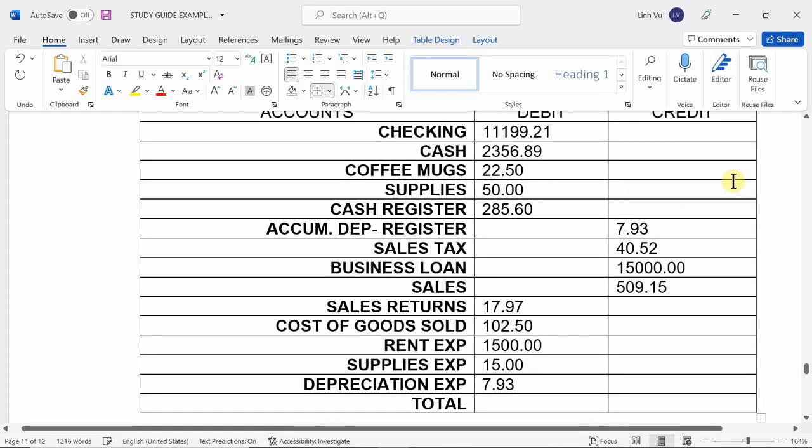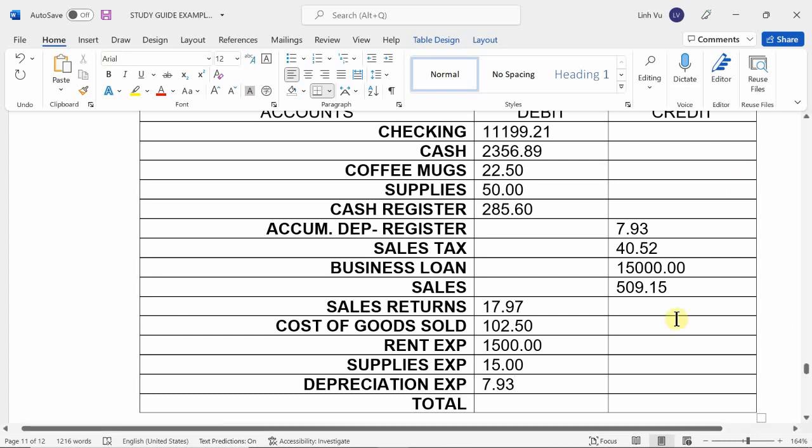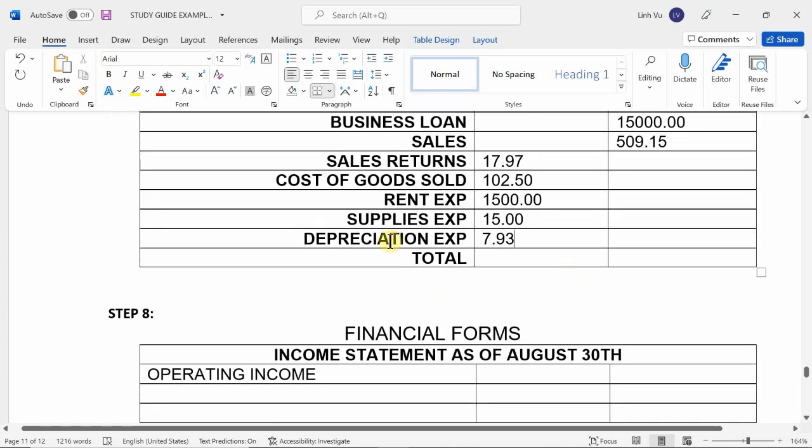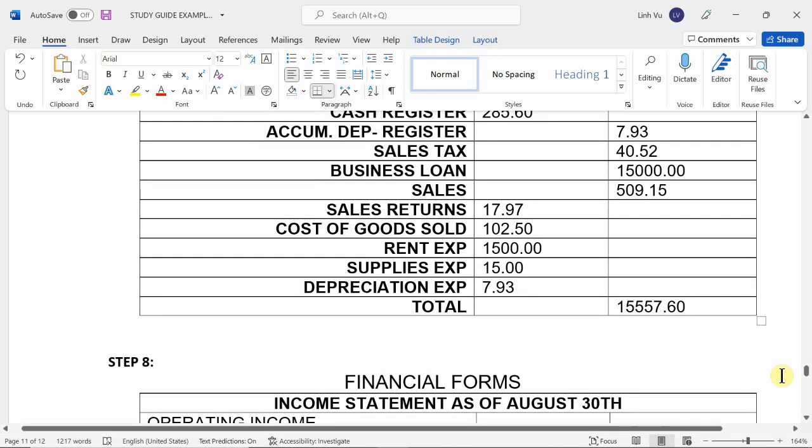So again, you're going to have to tally up your totals. For the credits, we got $7.93 plus 40.52 plus 15,000 plus the 509 and 15 cents. So that should give you an increase of credits to be 15,557.60, and of course you can double check your work on the other side.